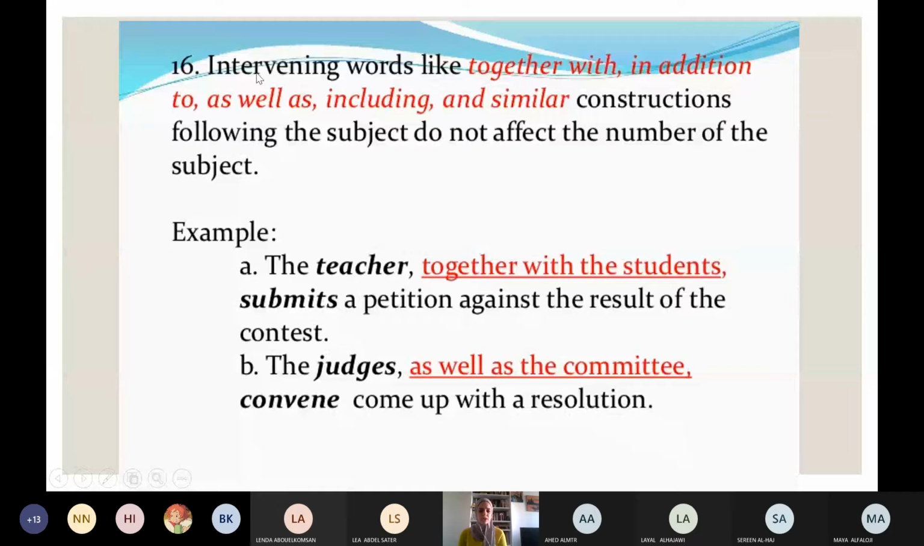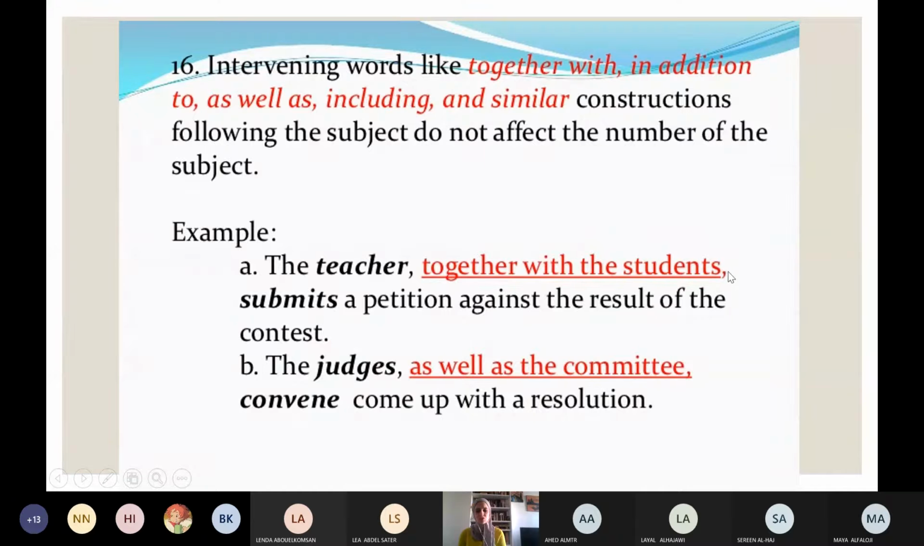Or intervening words, like together with, in addition to, as well as, including, and similar to. Constructions following the subject do not affect the number of the subject. The teacher, together with the student, submits.